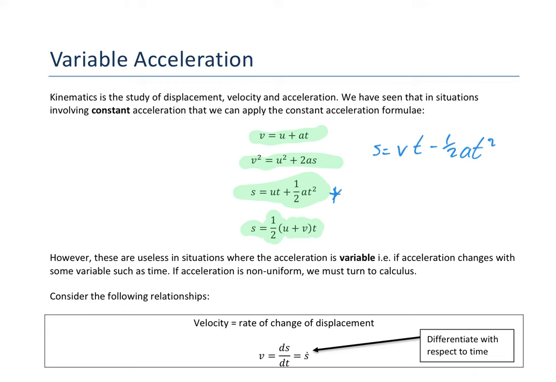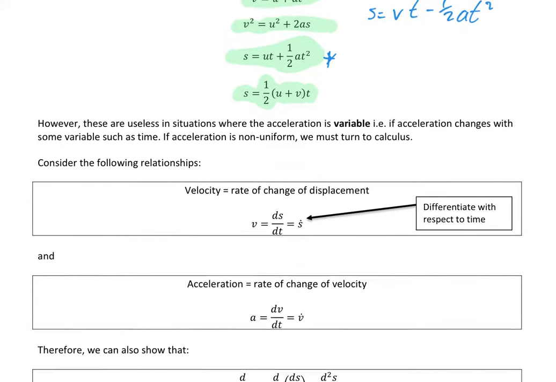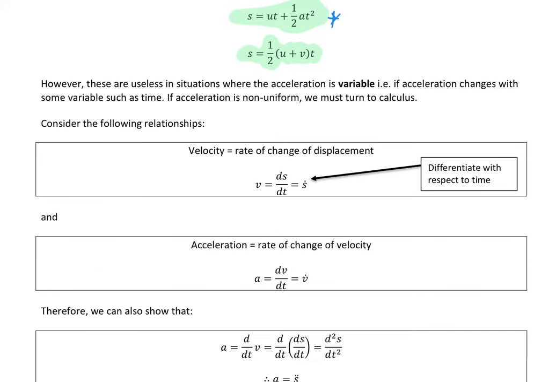Okay, this year what we're going to look at, however, is variable acceleration. This is where the acceleration is not fixed, it is not constant, it is not uniform. The acceleration changes with respect to time. So as time changes, the acceleration changes. First of all, we're going to look at velocity. There's a relationship between velocity, acceleration, and also displacement.